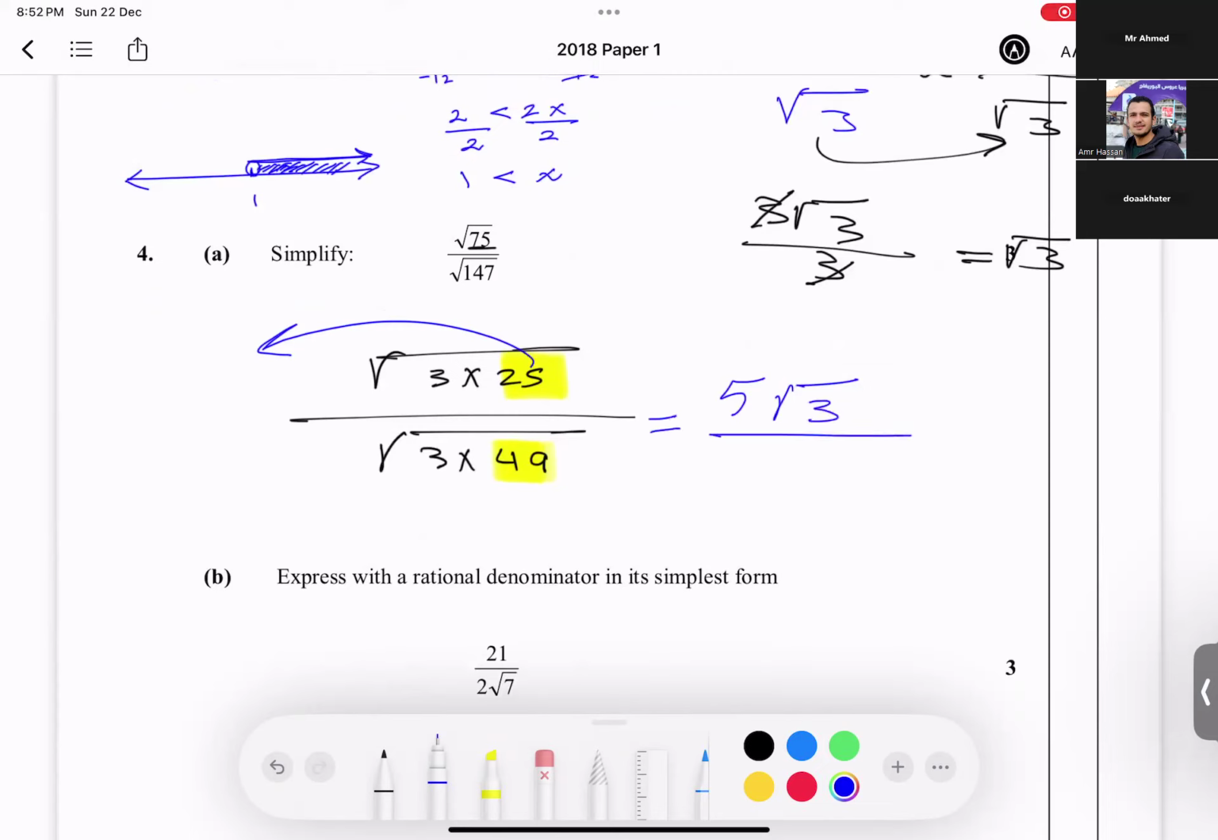Over, what about 49? 49, 7, yeah, looks like a perfect square number, which is going to be 7 and root 3. I get the same thing up and down, which makes sense. I need to cancel each other out, right? Yeah. You would end up with 5/7. Did you get it? Yeah, I get it. Okay.